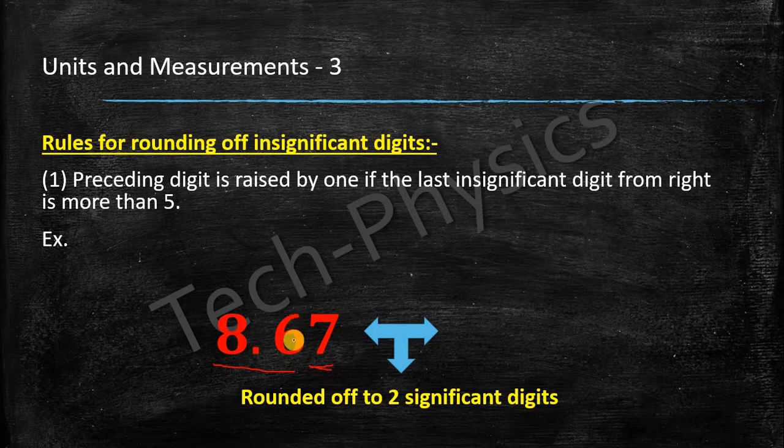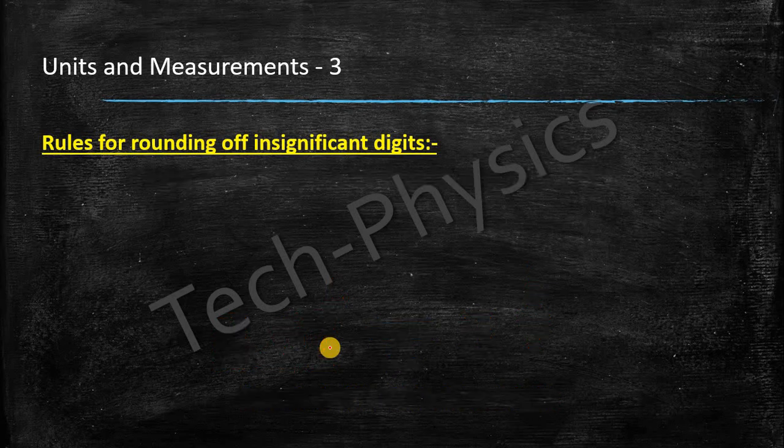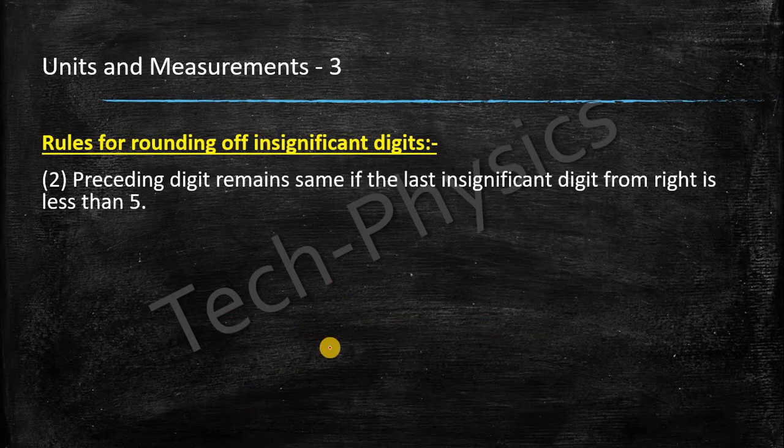The number which has to be rounded off is 6. Now this 6 will become 7. Why? Because this 7 is more than 5. As they have said, if the number is more than 5, then the preceding digit, that is the digit which has to be rounded off, will be raised by 1. So it became 8.7 because this 7 was more than 5. But what if this number had been less than 5?